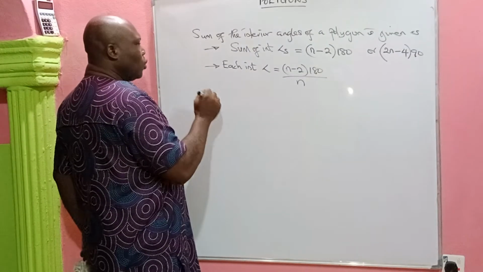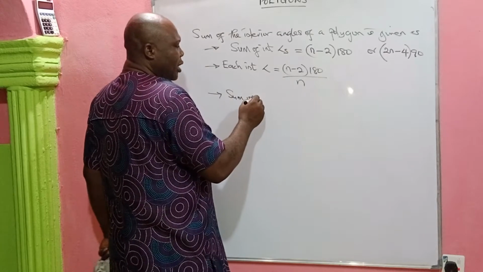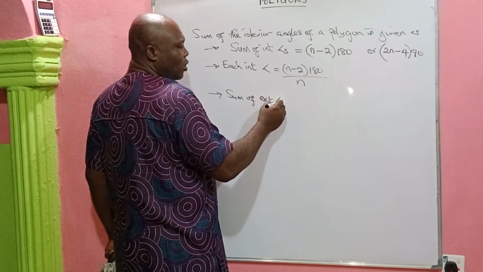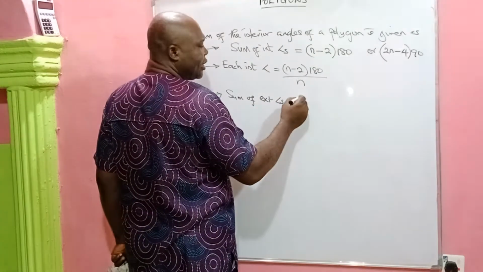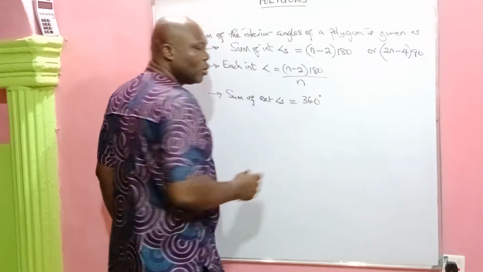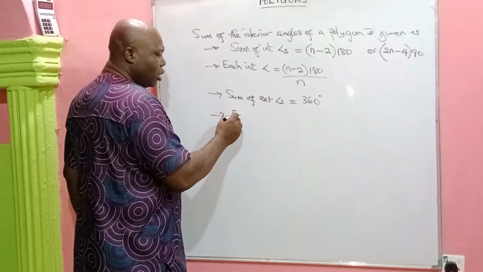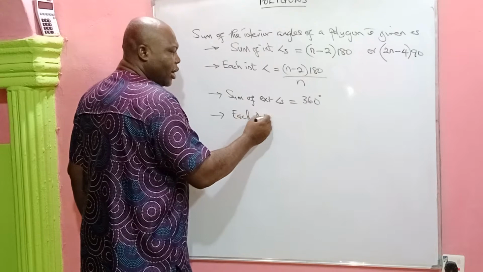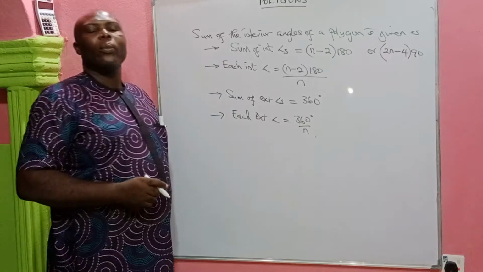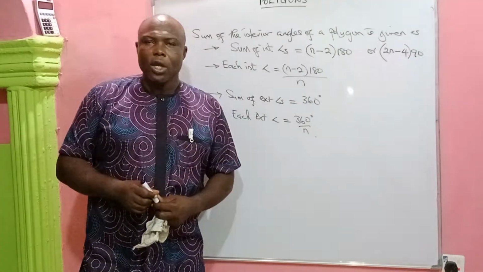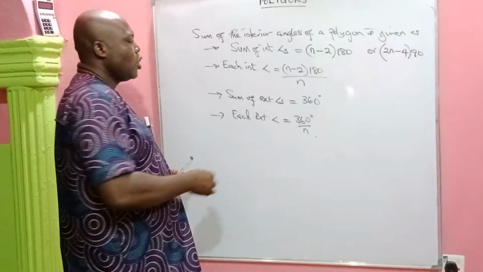So also the sum of the exterior angles of a polygon, the sum of the exterior angles of any polygon is equal to 360 degrees. Please take note of that. It therefore means that if the polygon is regular, each exterior angle will give us 360 degrees divided by n. So we are going to go straight to solving problems that involve this. Number one.